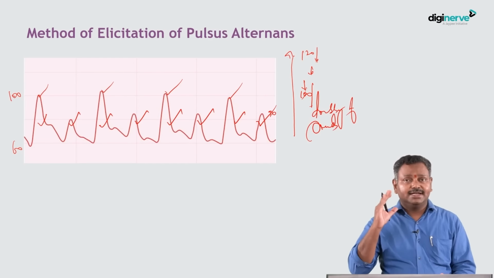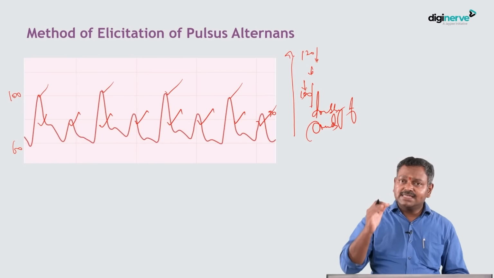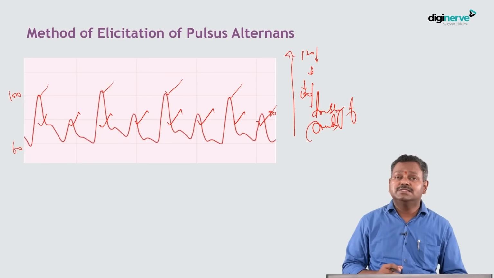So when I am auscultating, I get one sound, it's just beating like that. And as I come lower, I start hearing doubling of the Korotkoff sounds. That is how you diagnose pulsus alternans.